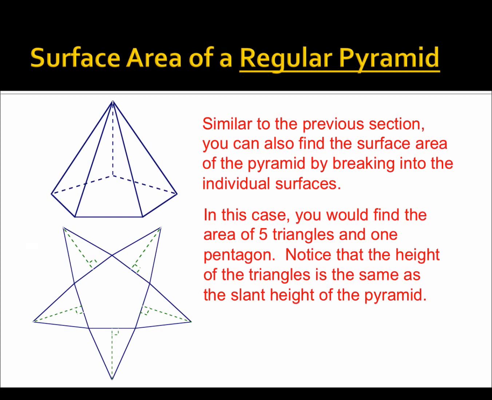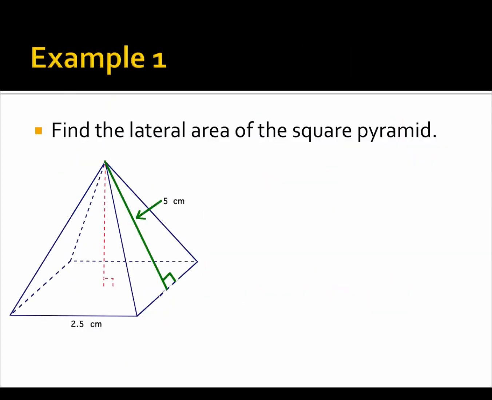As I mentioned, the technique that I prefer, though you can use whichever one you want, is just to find the area of those 6 surfaces and add them all up. Either one is fine as long as you show your work adequately. So let's do that one. Find the lateral area of that square pyramid.